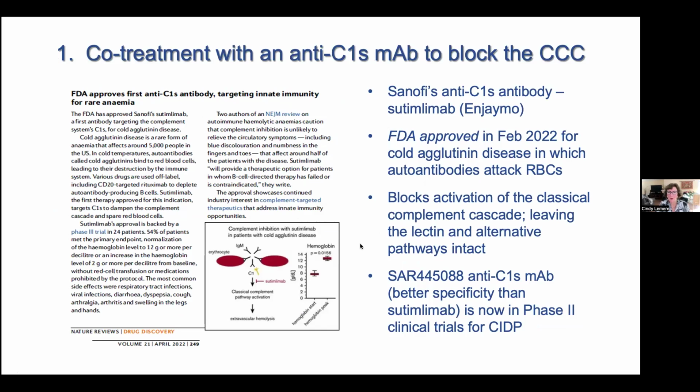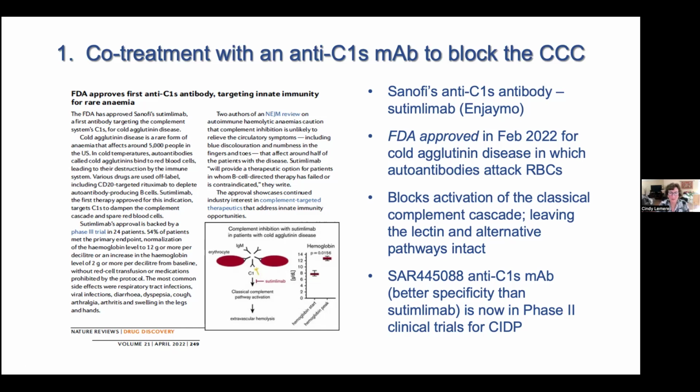And so Sanofi has developed an antibody, sutimlimab, which was approved in 2022 for cold agglutinin disease. And this is a disease in which autoantibodies attack red blood cells, leaving patients with very severe anemia. And this antibody blocks the activation of the complement cascade, but it leaves C1q intact.